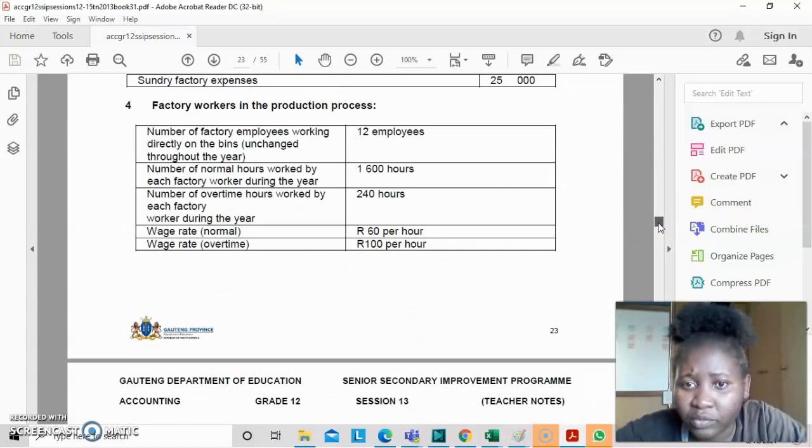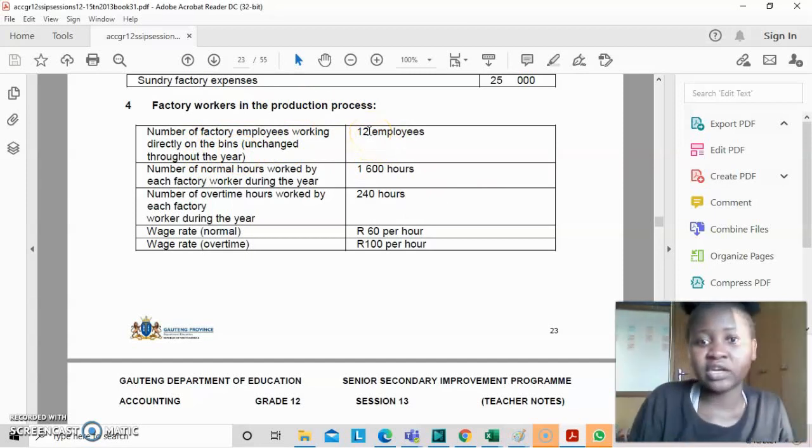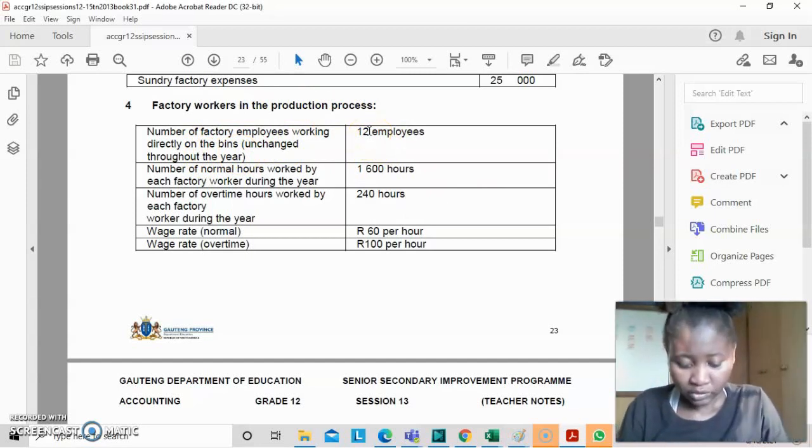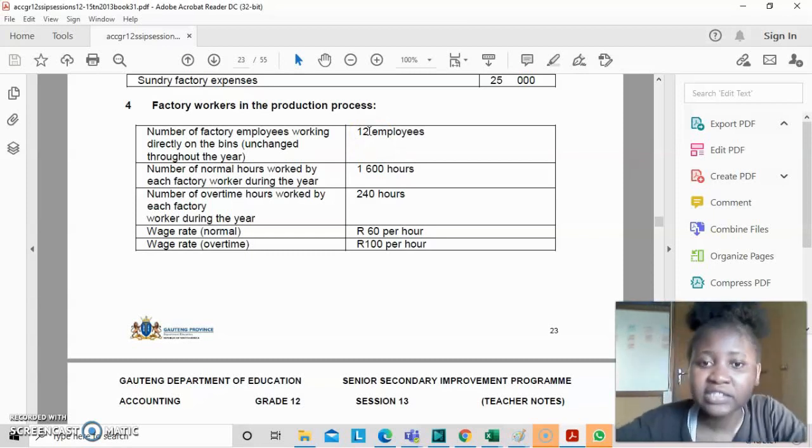Okay, information for below. They've given us information about the factory workers in the production process. They're saying the number of factory employees working directly on the beans is unchanged throughout the year. So we have how many employees? 12 employees. You write it down, you highlight it, it's up to you.